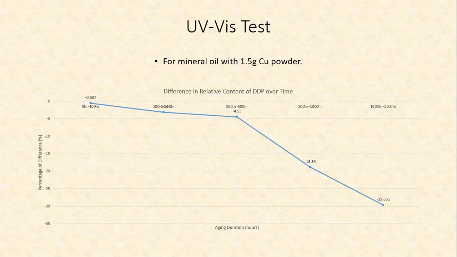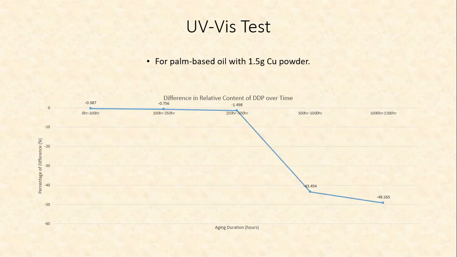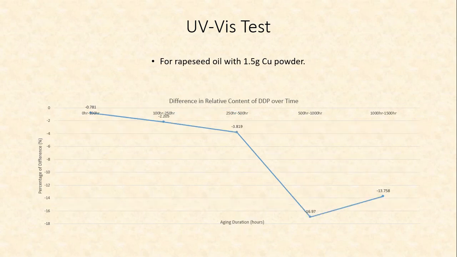This graph shows the difference in relative content of DDP in mineral oil over time. This graph shows the difference in relative content of DDP of palm-based oil over time. This graph shows the difference in relative content of DDP of rapeseed oil over time. By comparing the graphs, the difference in relative content of DDP of palm-based oil is the highest, but the relative content of DDP in palm-based oil is less than the relative content of DDP in mineral oil.